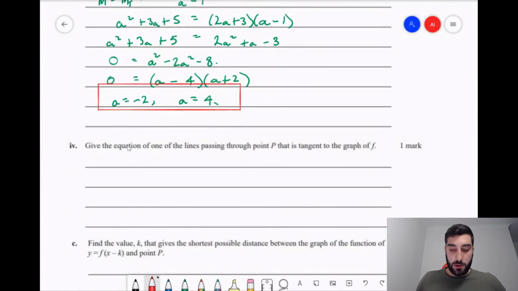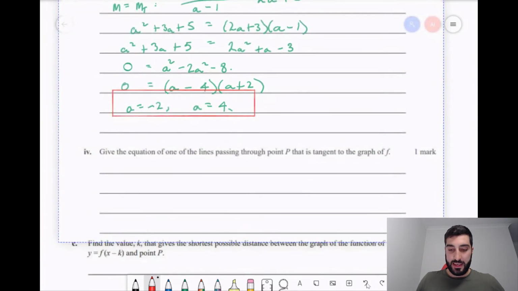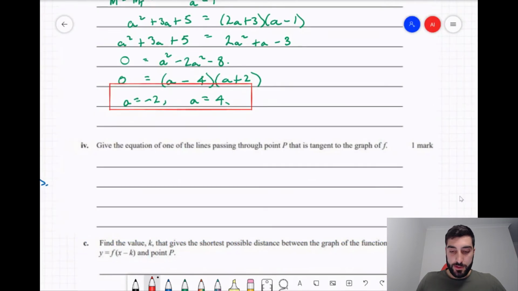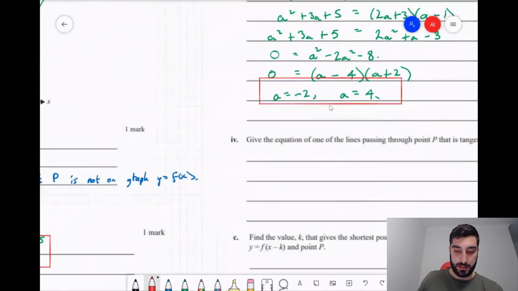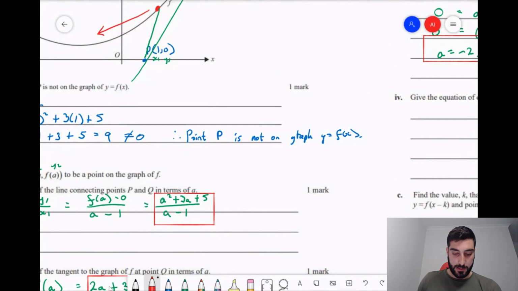Part IV. Give the equation of one of the lines passing through point P that is tangent to the graph. So remember, a was the x value of the coordinate Q. So in other words, we've now found that x value and we're using it to work out what the actual tangent would be, not in terms of a. So we found a, taking it, substituting it back into the equation of the tangent that we had previously. So it should work whether we substitute it into this form or this form. This one's clearly the easier one to choose.